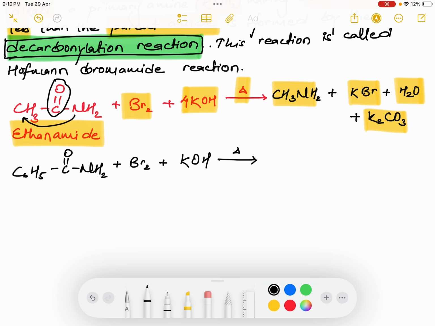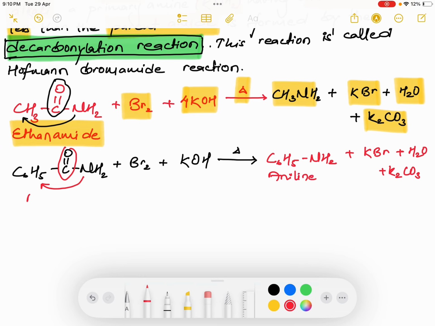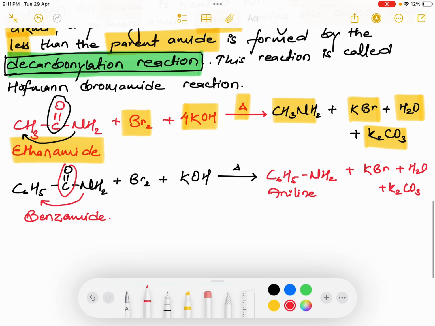Okay, what will form? Again this carbonyl carbon will be removed and this NH2 will directly attack right there. So it will form C6H5NH2. So directly it is aniline along with the liberation of same group, that is KBr, water and K2CO3. Okay, so here it is aniline and here you have benzamide. So this reaction is known as decarbonylation reaction.